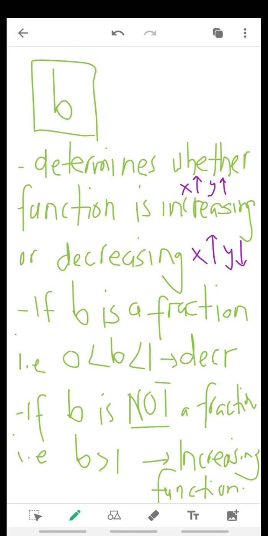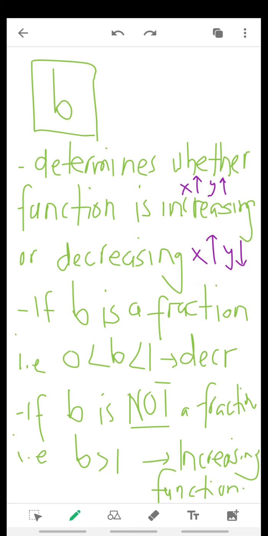Now with b, b determines whether the function is increasing or decreasing. So remember, when we talk about an increasing function, we are just saying, as the x values are getting bigger and bigger, the y values are also getting bigger and bigger. Where we talk about a decreasing function, we are saying, as the x values are getting bigger and bigger, the y values are getting smaller and smaller. And I've tried to do it right there with a purple color.